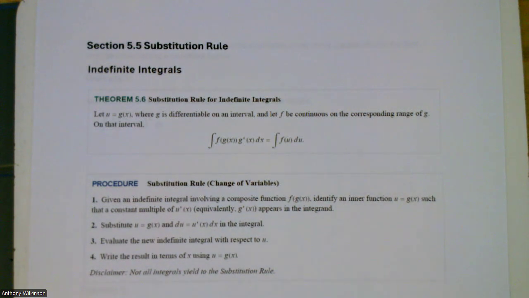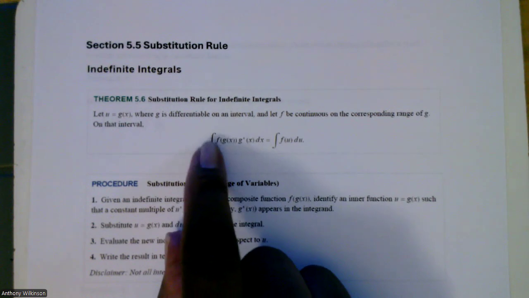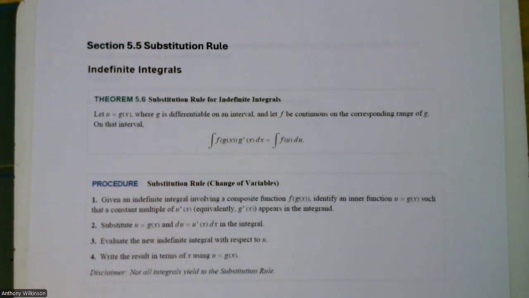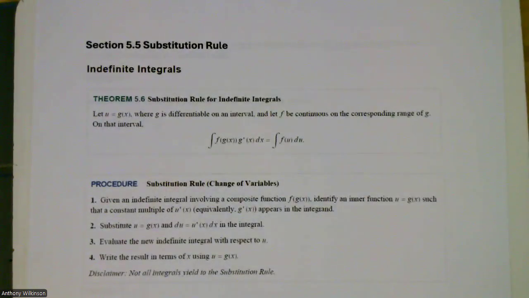All right, so here's theorem 5.6. And it says here, if we let u equal some g of x, where g of x is a differentiable function on an interval, and let f be continuous on the corresponding range of g, on that interval, we have this. The integral of f of g of x times g prime of x dx is going to be equal to the integral of f of u du.